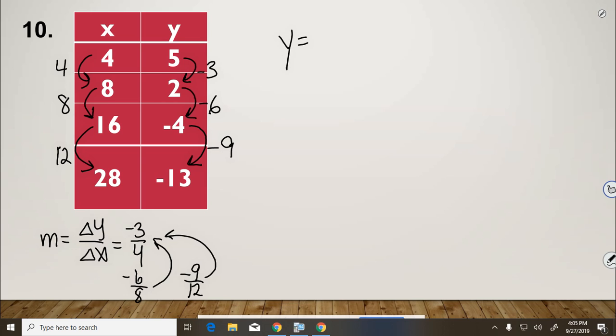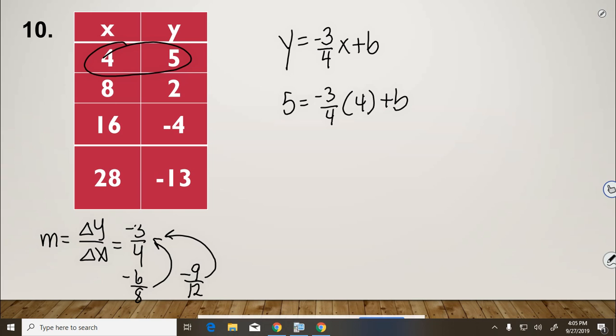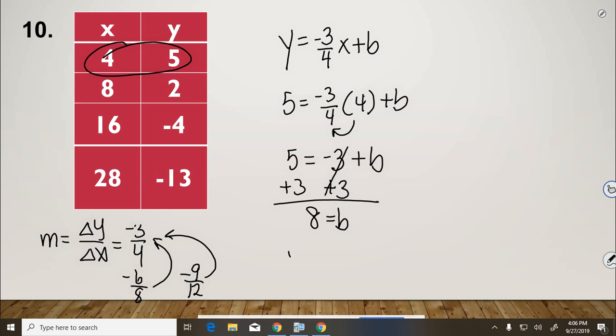So we have y equals negative 3/4 of x plus b. Now again, y-intercept is not in the table because I don't have x equals 0. So I'm going to plug in 4, 5. 5 equals negative 3/4 of 4 plus b. 4 divided by 4 is 1 times negative 3 is negative 3 plus b. Add 3 to both sides, and b equals 8, making our equation y equals negative 3/4 x plus 8.